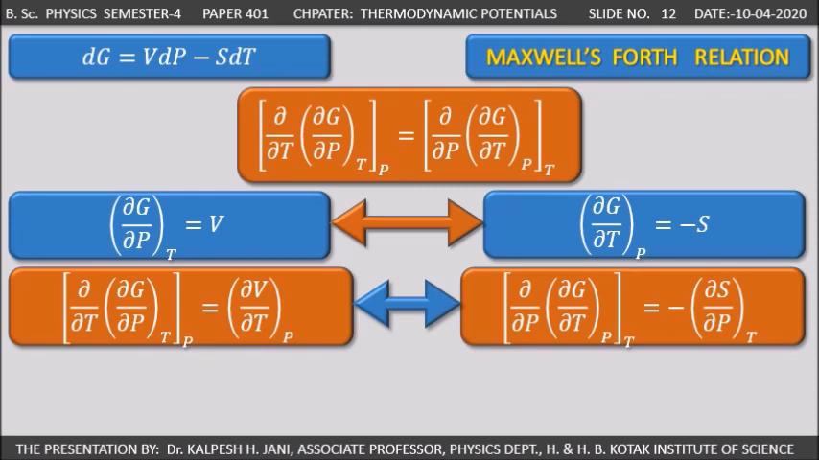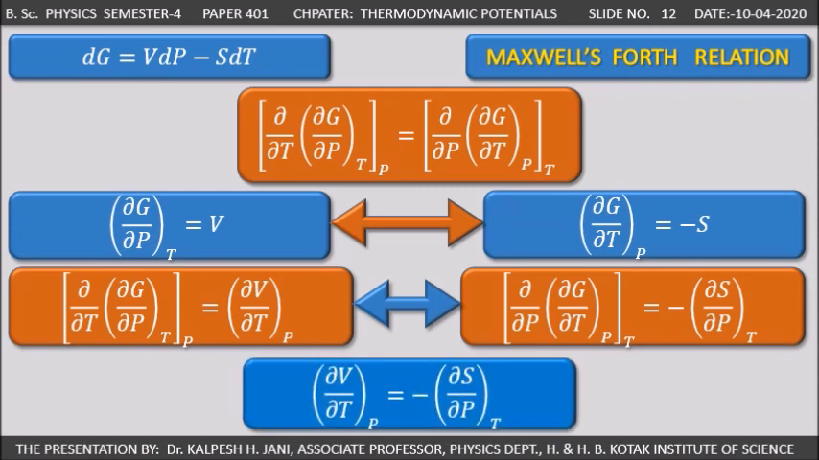And as we know from the Schwarz theorem, these two second order differentiations should be equal to each other, so we can equate the terms on the right side of both the second order differential equations. So del V by del T at a constant P is nothing but minus del S by del P at a constant T, which is nothing but the fourth Maxwell relation.